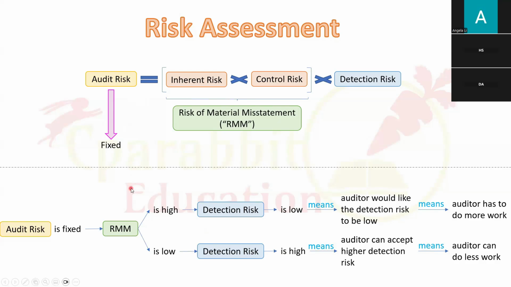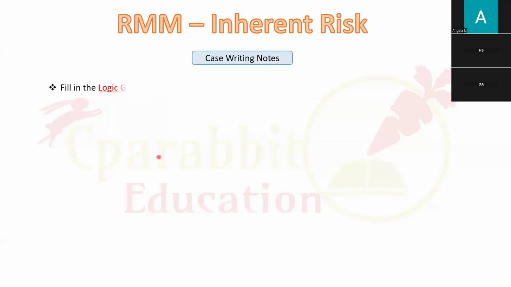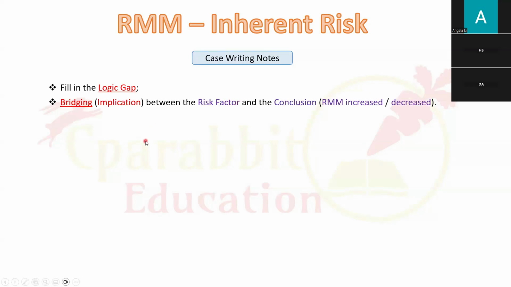Actually, in your CV case writing, it's not going to be this complicated. They'll just let you write the RMM, risk of material misstatement. So it sounds very simple, but sometimes candidates don't get marks. Sometimes candidates get RC or even NC. So the key point is you have to fill in the logic gap. What is the logic gap? That is the bridge, which means the implication between the risk factor and the conclusion. So the conclusion is RMM is increased, RMM is decreased, right?